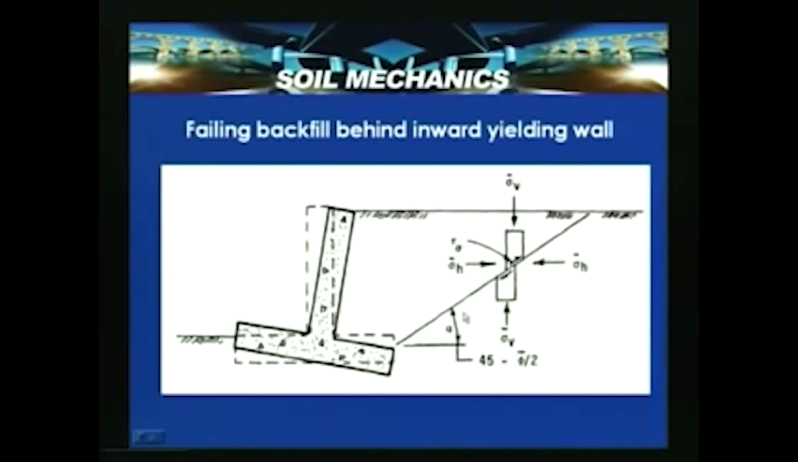Similarly, when you look into the other case, called the passive case, a failing backfill behind an inward yielding wall is shown. This retaining wall is yielding towards the backfill, which induces compression. Along this shear plane it induces tau alpha, the shear stress which gets mobilized, and the wedge of failure. Sigma V is the vertical stress and sigma H is the horizontal stress. In this case, sigma H becomes the major principal stress and sigma V becomes the minor principal stress.